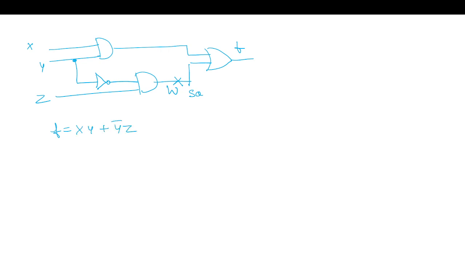Now we want stuck at 0 here, so this can be excited by applying a 1 here, so y should be 1. We write the expression with y equal to 1, XORed with the expression when y equal to 0. So for y equal to 1, it is x. This will be 0. Okay, we want it in terms of W now.